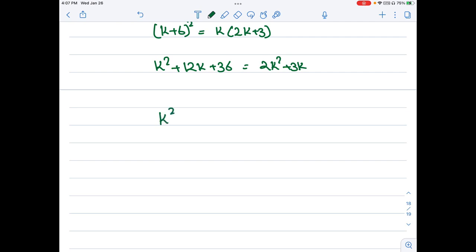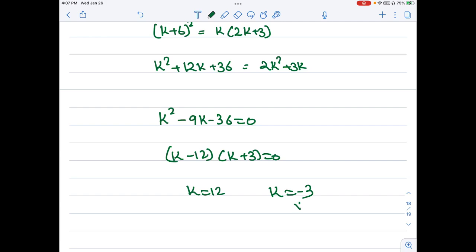So bring all the terms on one side. k square minus 9k minus 36 is equal to 0. So k minus 12 times k plus 3 equal to 0. So k is equal to 12, k equal to negative 3, but this is not possible. So k is equal to 12.